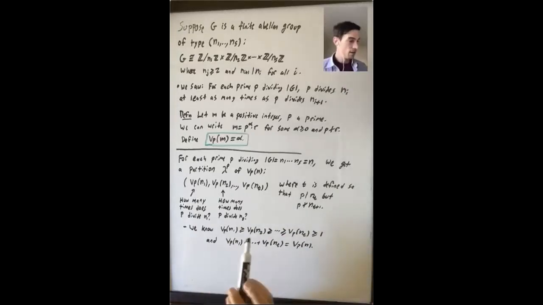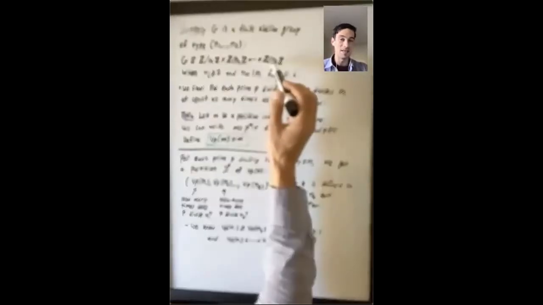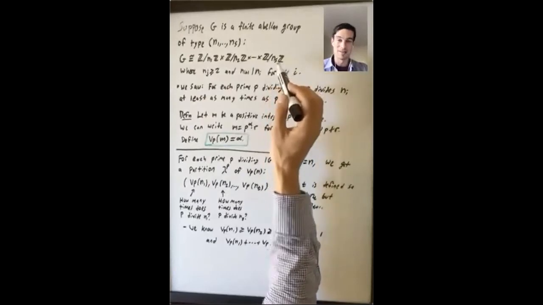So what is true? Well, the number of times that p divides n1 plus the number of times it divides n2 plus the number of times it divides nt, that's going to be the total number of times that p divides this direct product.